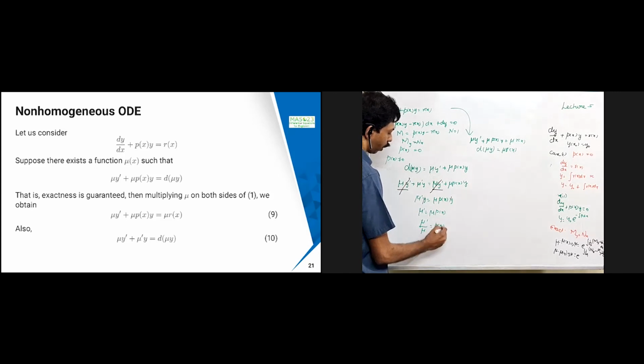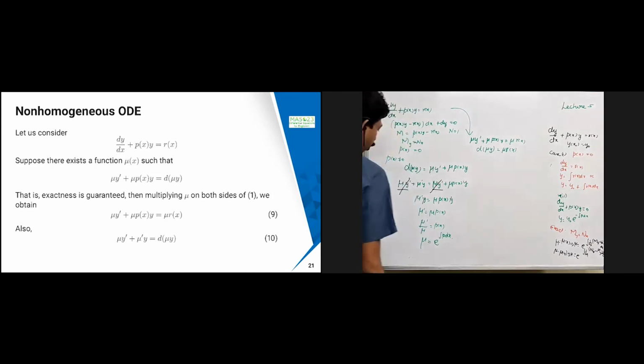Once again you can do the same job we did before. So nu is going to become e power integral of p dx. Nu is going to be e power integral of p of x into dx. That is nothing but your nu.